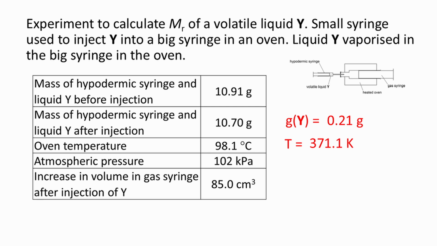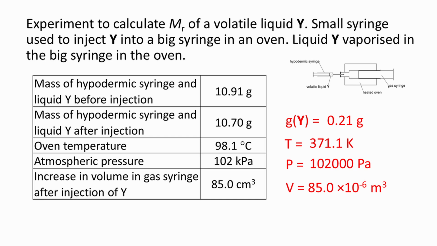Next, we had to convert the units of temperature from degrees Celsius to Kelvin. Add 273 to 98.1 to give a temperature of 371.1 Kelvin. The pressure is given in kilopascals. To convert to pascals, multiply by 1000. The pressure is 102,000 pascals.